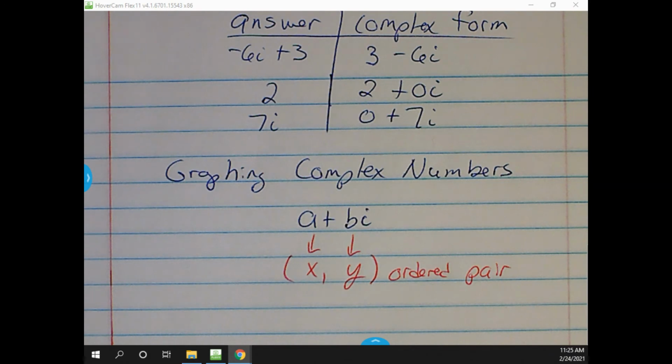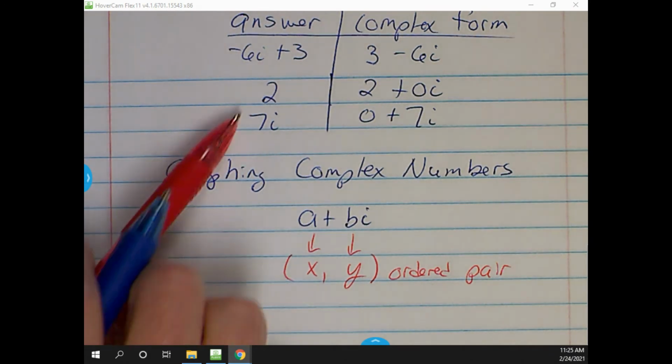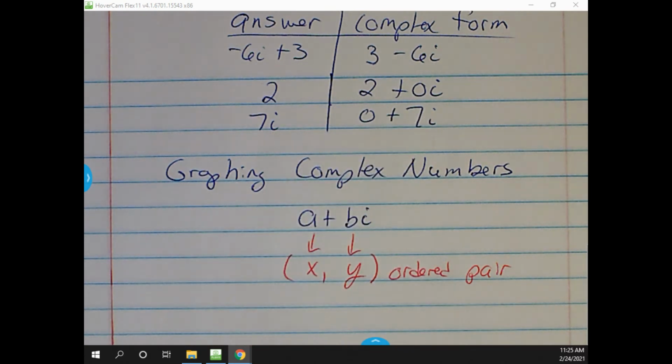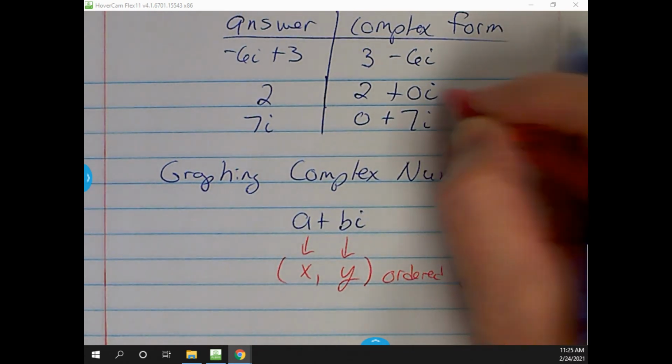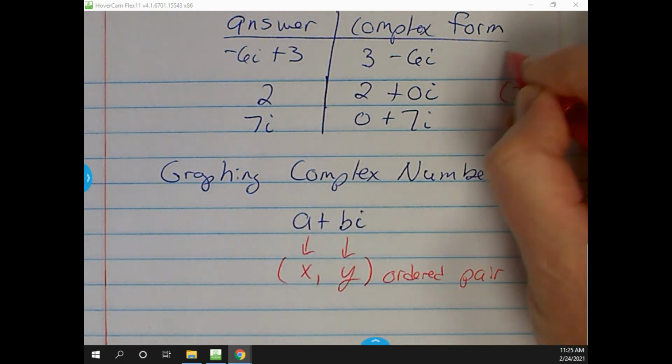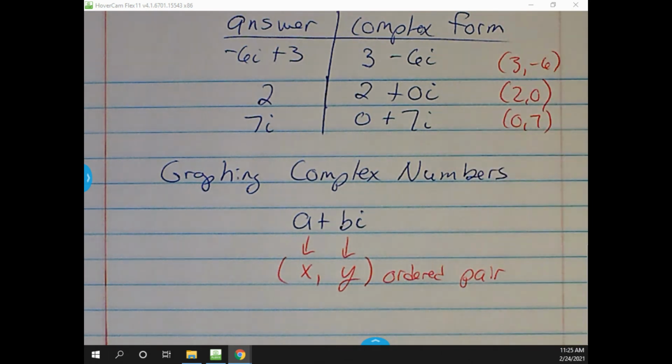Okay, and that's the only reason why you really would have to take an answer like this and write it in complex form, so that if you had to write it in ordered pair form, you would know that this answer would be at 2, 0, and this answer would be at 0, 7. This one's okay because it'd be 3, negative 6.